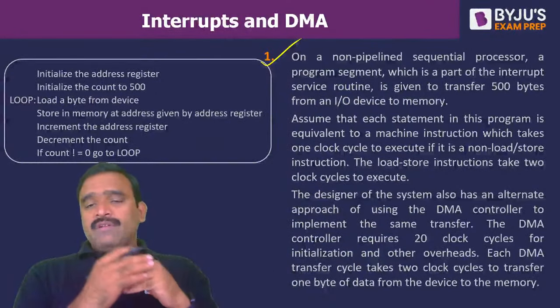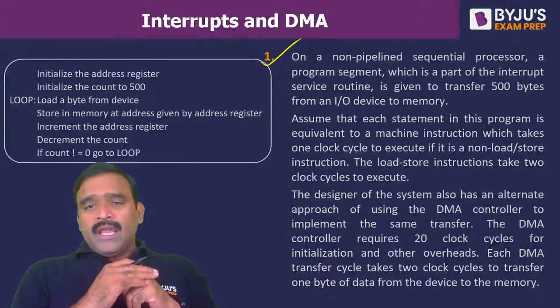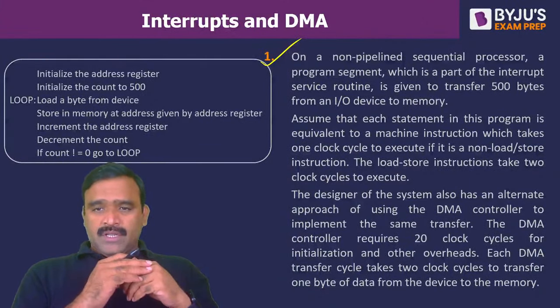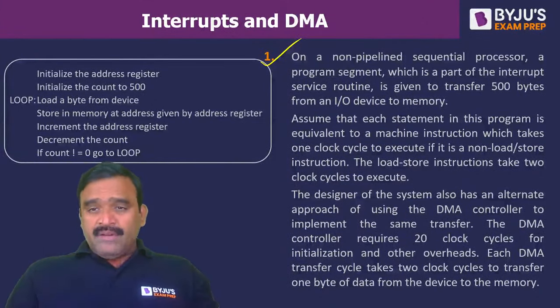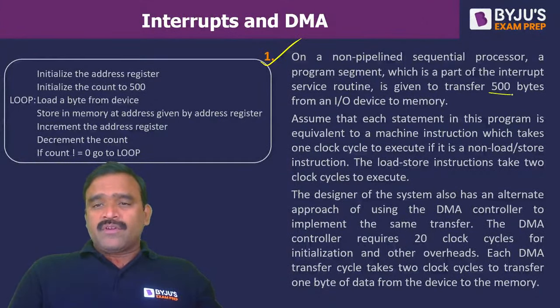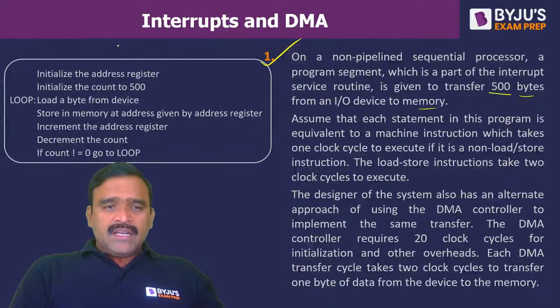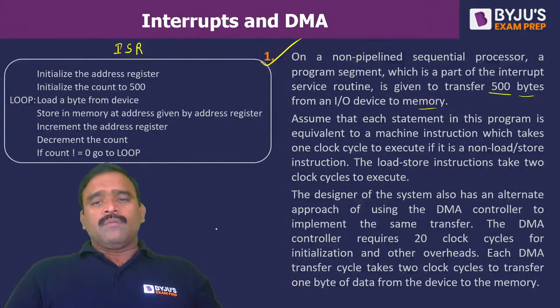In our syllabus we have interrupts and DMA. So you can just have a look at this question. On a non-pipelined sequential processor, a program segment which is a part of an interrupt service routine is given to transfer 500 bytes from an IO device to memory. To transfer those 500 bytes, this is the interrupt service routine. If I go with the interrupt service program, we have to execute this program.